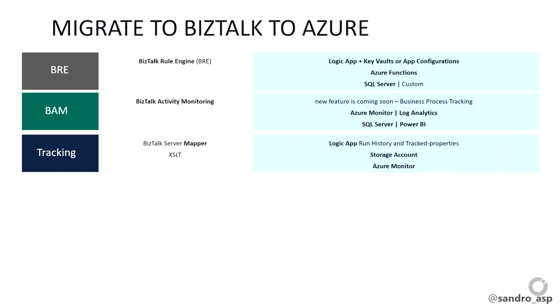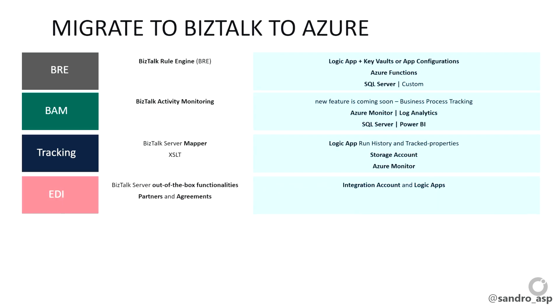And, well, tracking, because one thing is BAM, another is tracking inside BizTalk, no? Yeah, you can use... no, that is wrong about the BizTalk mapper. Sorry about the typo, but tracking you can enable and disable anytime in BizTalk. You will not have this possibility by default inside Azure Integration, but you still can use Log Analytics and Azure Monitor to do some kind of tracking.